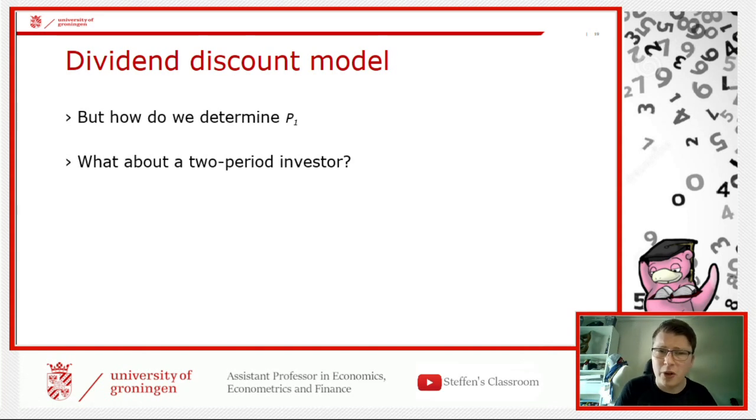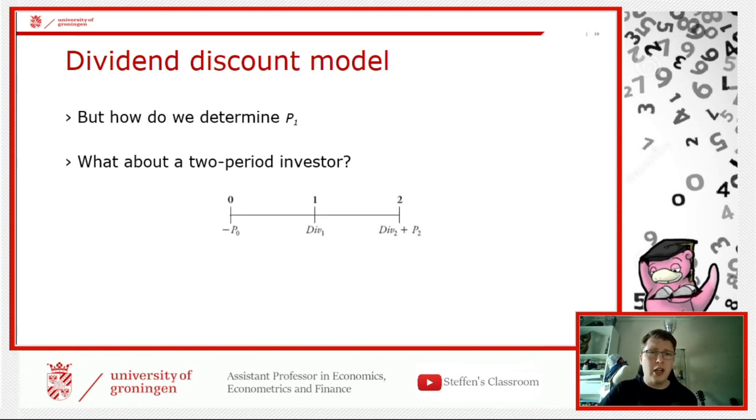Let's actually look at a two-period investor to see if we become any smarter about that, because for a one-period investor, we don't really learn too much. So now I extend my timeline a little bit. I add a second year. Notice here, let me put my cursor up here on the screen. You can hopefully see my cursor now, everybody. Let's see if this works. Yes. You see here, at time zero, I buy the share. So there's a cash outflow technically for me.